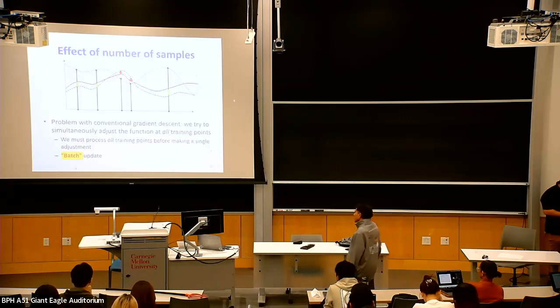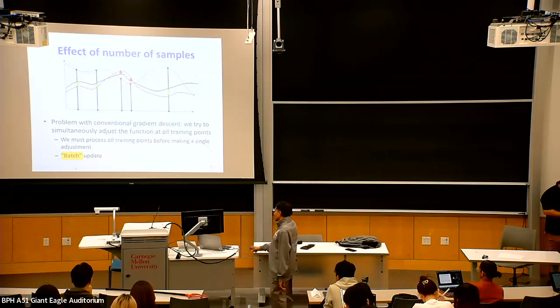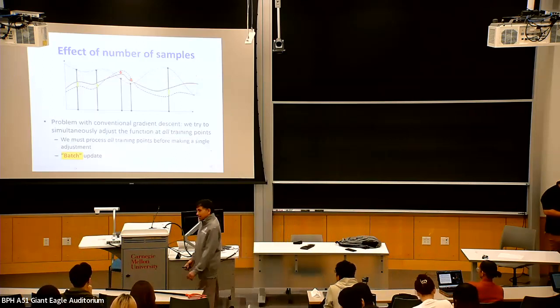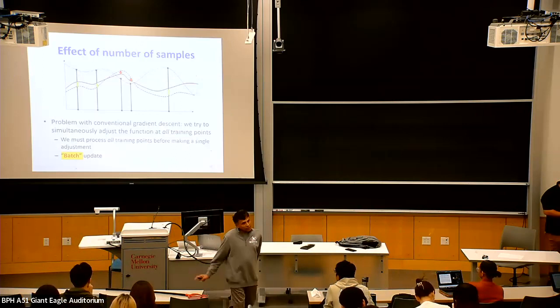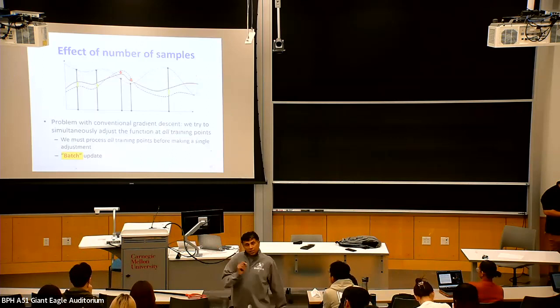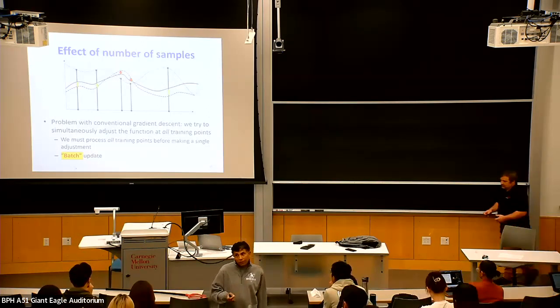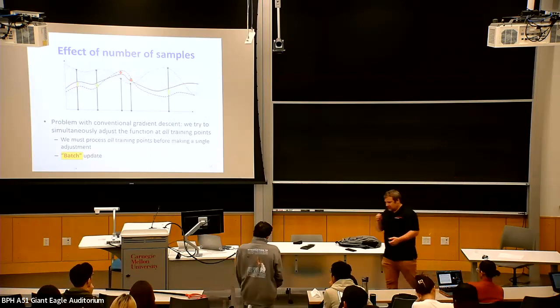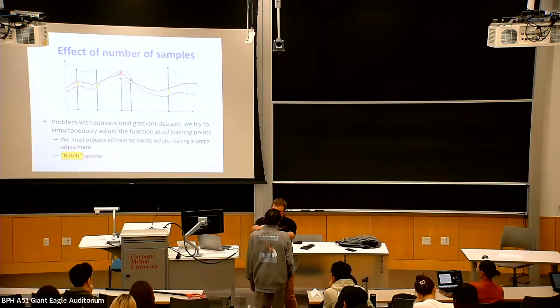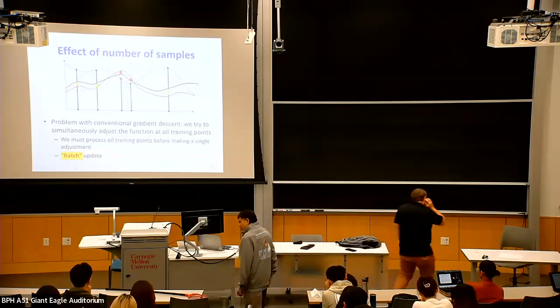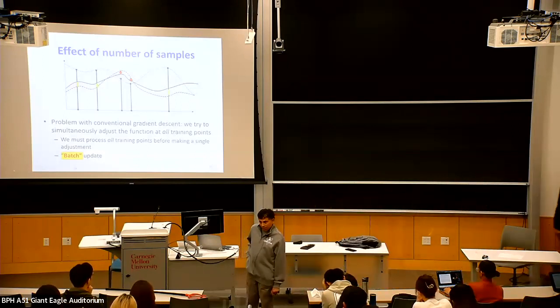And so this is what we call a batch update. The problem of conventional gradient descent, we try to simultaneously adjust the function at all training points. And so this means you must process all of the training points before you make a single correction to the function. And that's what we call a batch update, right?